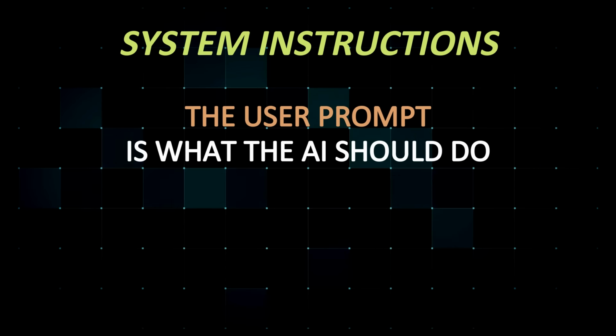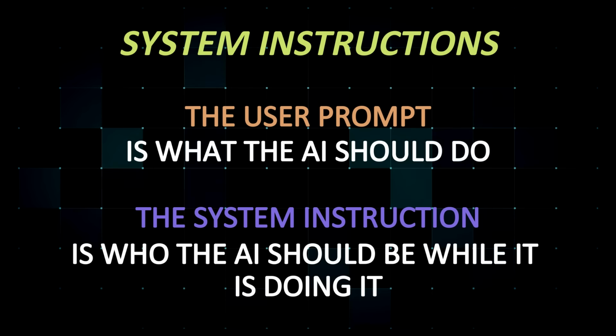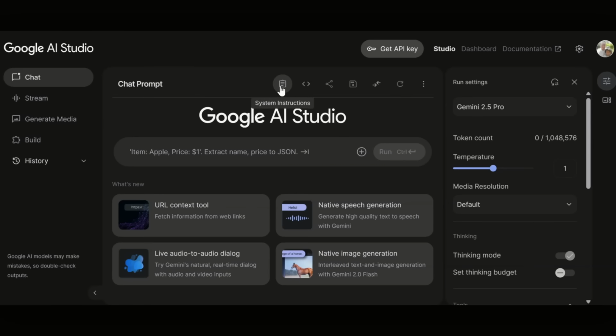So to put it simply, the user prompt is what you want the AI to do, while the system instruction is who you want the AI to be while it's doing it. Mastering this is the key to getting consistent, predictable, and powerful results. Let's actually build a very basic one right now and see it in action.